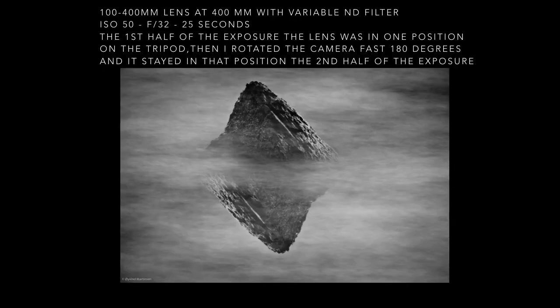And this is the same rock as the previous, but the camera was in a fixed position the first half of the exposure, and then I rotated it quickly 180 degrees, and then it stayed in another fixed position the second half of the exposure. To be able to do this, you need to have a tripod attachment on the lens and not on the camera, so you can rotate the lens during the exposure.